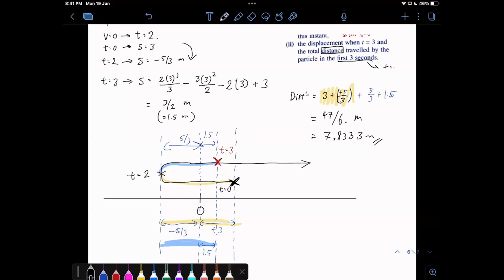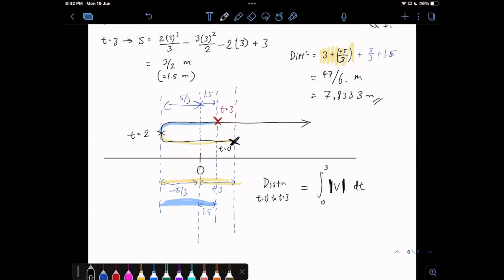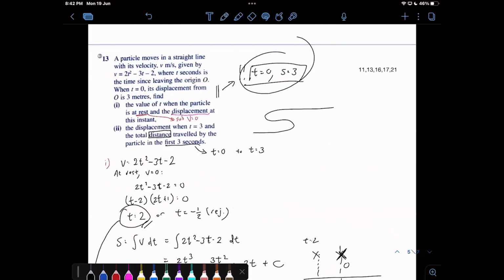Now this is the usual technique to find distance, but there is an alternative technique you may eventually learn in university, which is that distance from t equals to 0 to t equals to 3. I didn't introduce this before. It's actually just the integral of the modulus of v from t equals to 0 to 3. Do you believe me? Let's check. This is modulus. Let's copy the v function. So v equals to 2t squared minus 3t minus 2, right?